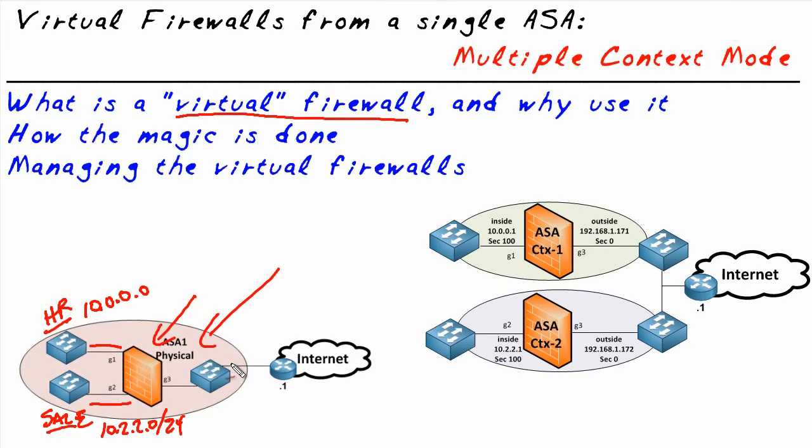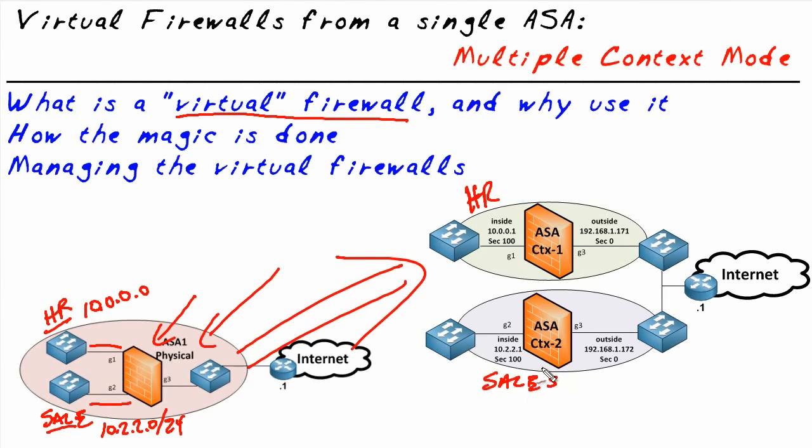So to solve that, what we could do is take this one physical firewall and logically carve it up into two pieces. So we're going to go left to right here. We could have this for human resources, where they have their inside network, the outside network, and then for sales, create a separate virtual firewall with their inside and their outside. And you'll notice where we can actually share interfaces as well.